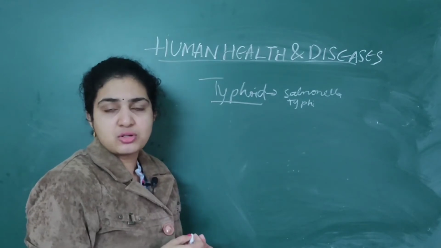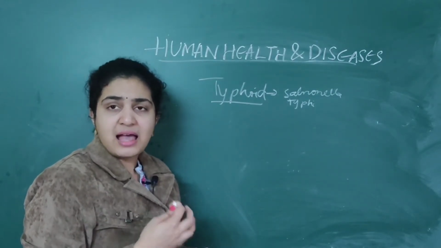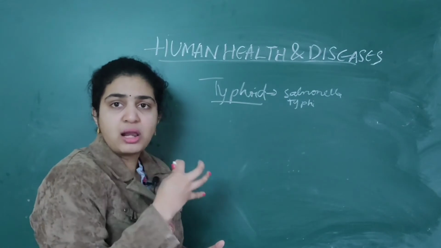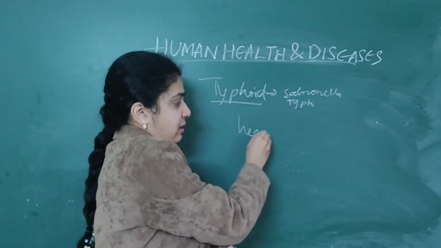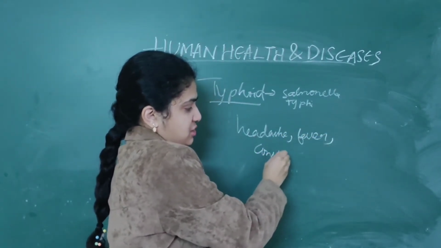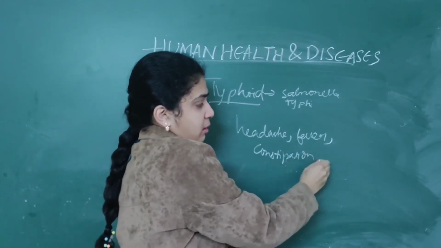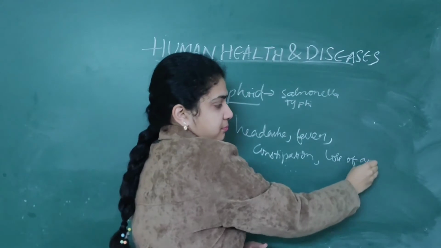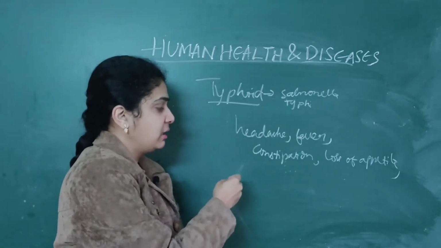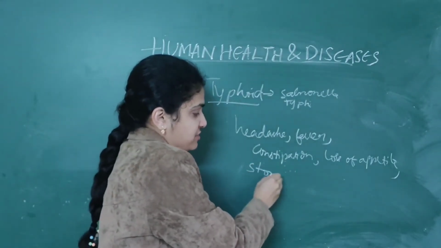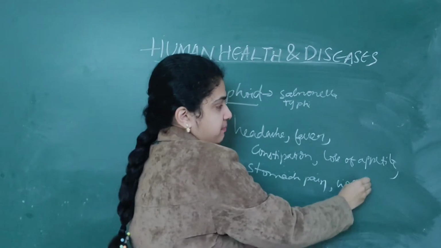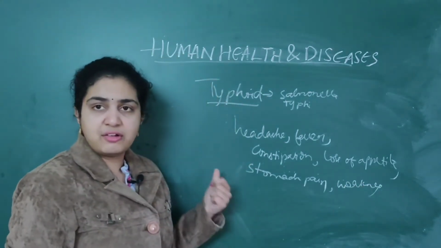What are the symptoms which are associated? You will get high fever, as well as stomach pain. You will get so much headache. These all are the symptoms which are associated: headache, fever, constipation, loss of appetite. Loss of appetite means you will not feel hungry. As well as stomach pain and weakness. These are the main factors which are associated with typhoid.